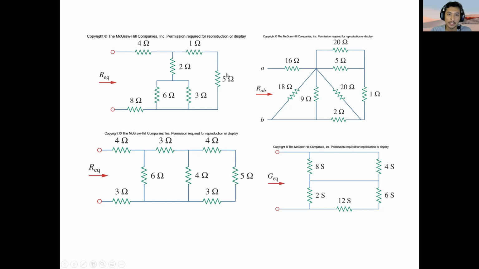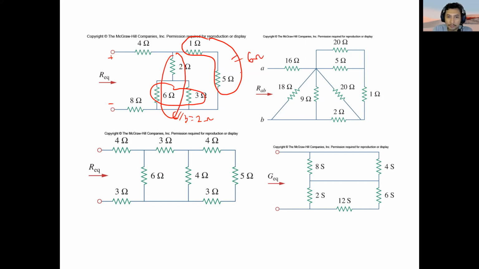For example, this first circuit here, you need to find what is the R equivalent seen from this terminal. So what to do? You know that 1 and 5 are in series, and then 6 and 3 are parallel. So 6 parallel with 3, you will have 2 ohms. And this 2 ohms is in series with another 2 ohms. So right now this one becomes 6 ohm. So this one becomes total 4 ohms. So right now 6 and 4 are parallel.